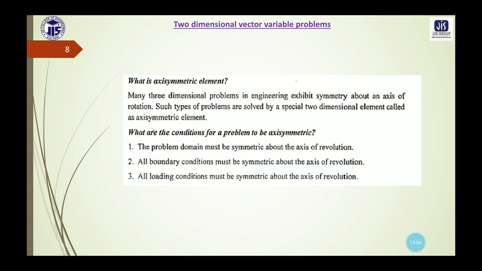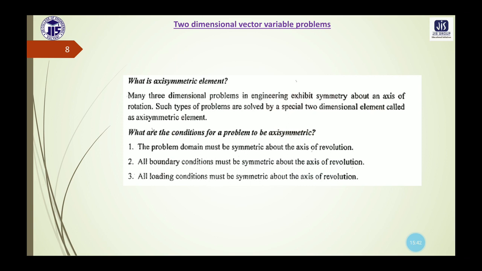Now we will discuss some short questions or some short definitions regarding the different topics of this finite element method that we have covered till now. So till now we have covered 4 different modules. In the first module we have discussed the introduction part of this finite element method. In the second module we have discussed the one-dimensional problems. In the third module we have discussed the two-dimensional scalar variable problems, and in the fourth module we are discussing these two-dimensional vector variable problems.